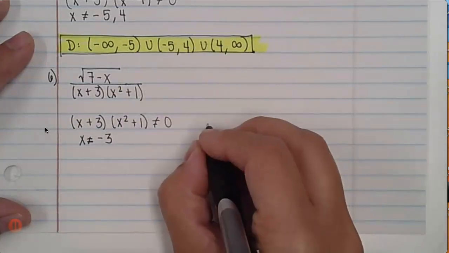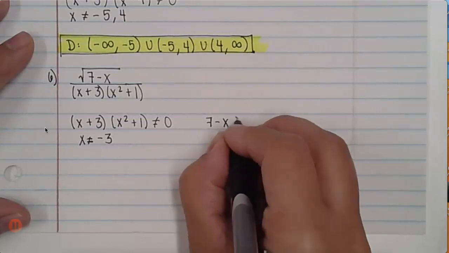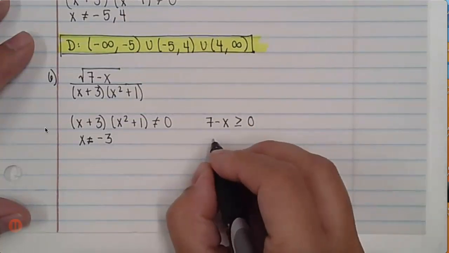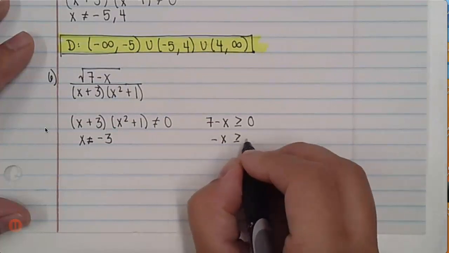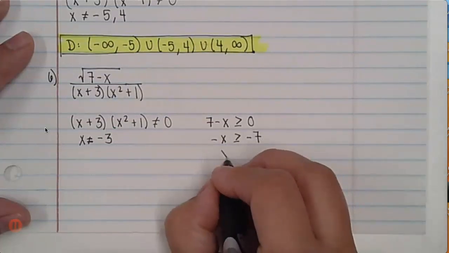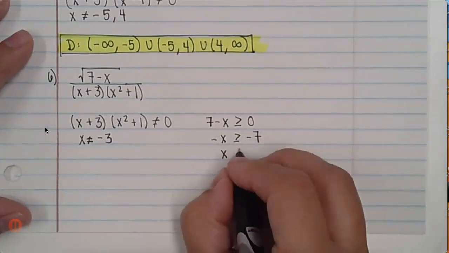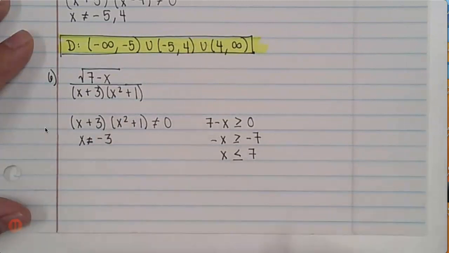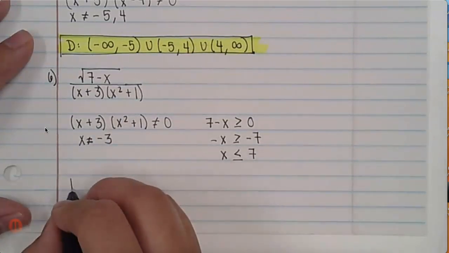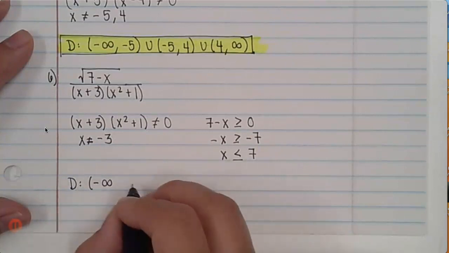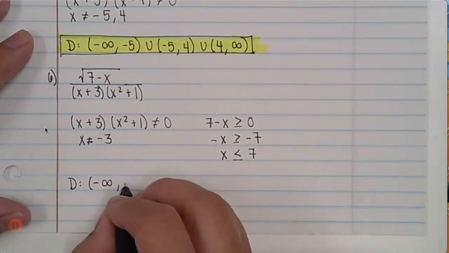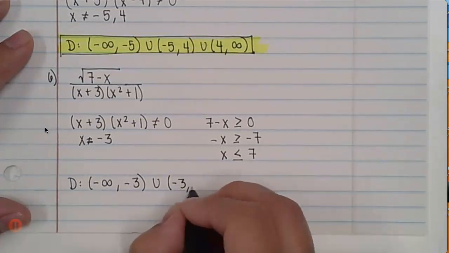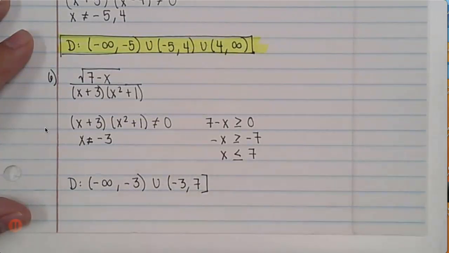And then whatever's in the square root must be greater than or equal to 0. So subtract 7 and then divide by negative. Anytime you multiply or divide by negative, you have to flip the sign. So x is less than or equal to 7, and it's not equal to negative 3. So the domain appears to be negative infinity to negative 3, not including negative 3, and then negative 3 to 7, including 7.